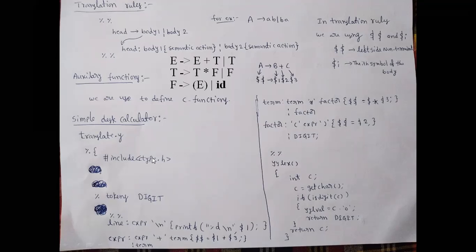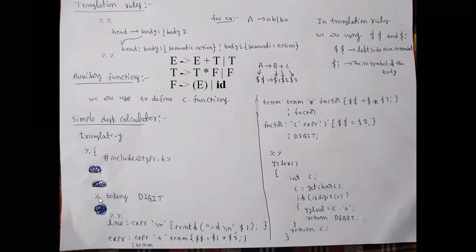Why are we using this one? In this one, isdigit is a function we are using, a built-in function. So we need the C type conversion, but that is the header file. So we declare this header file in the declaration section.